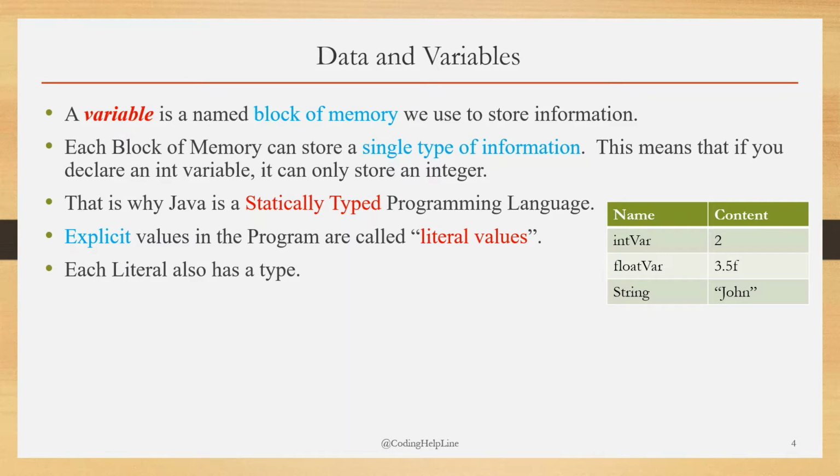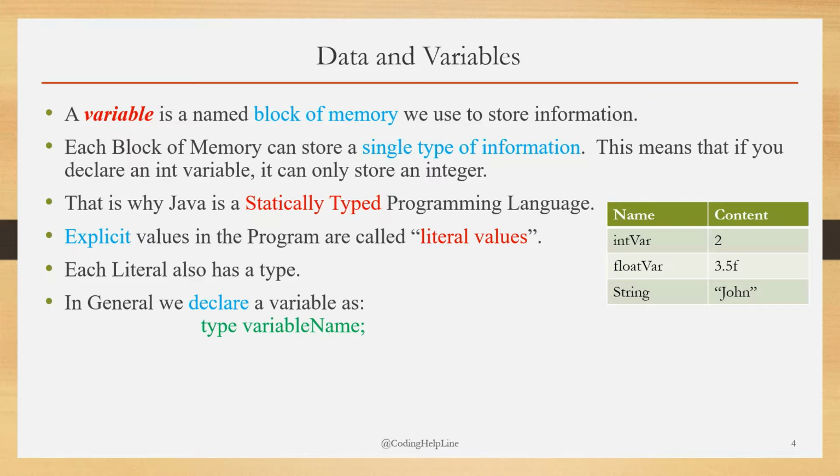Each literal also has a type. Every literal has a type. For example, whole numbers usually are integer values. Can be bytes, short, integer or long value also. Similarly, decimal points are floating point numbers. There are two data types in Java that represent those floating point numbers. And we have strings, and we have the character data type. We have Boolean within the Java programming language. Boolean is used to store true and false values.